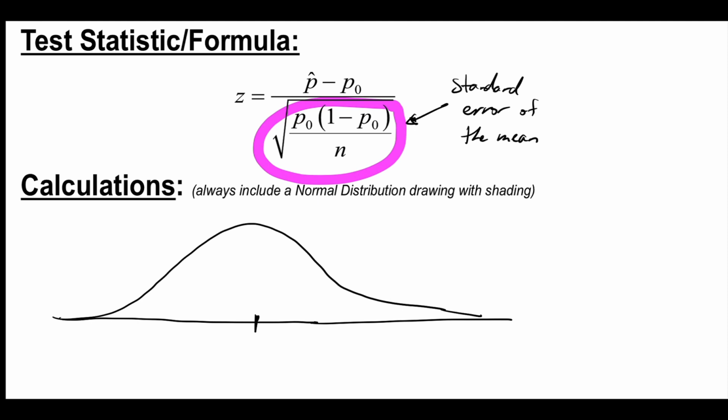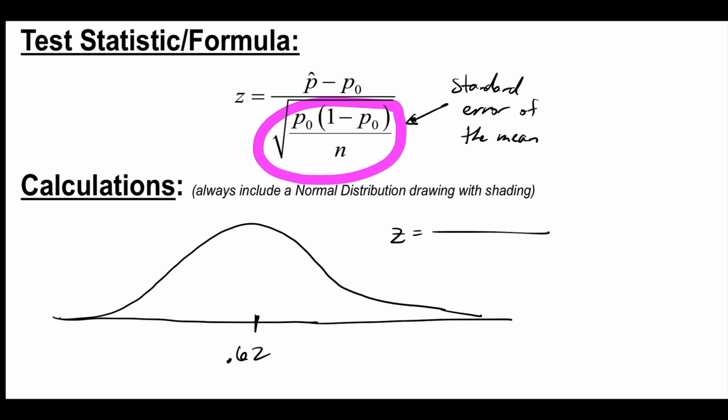Because if we have z-scores, okay, so when I draw my normal curve, what's in the middle? The mean. What's the mean for this question here? 0.62. Yep. P is the mean. Okay.